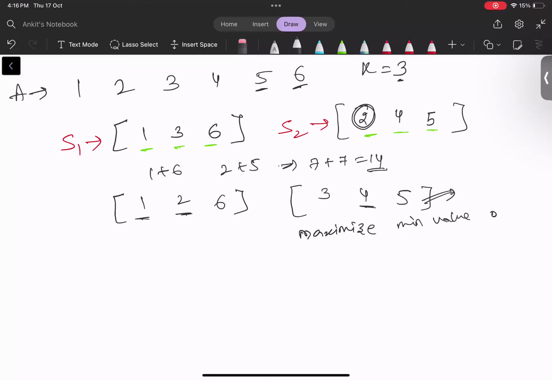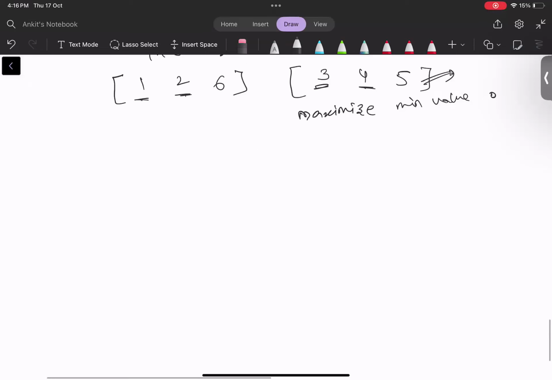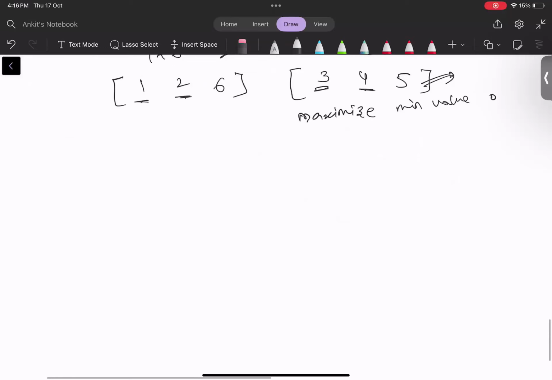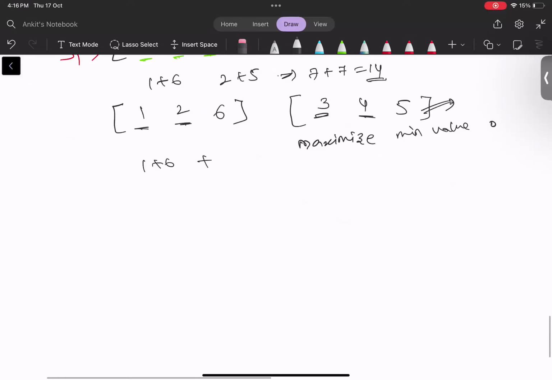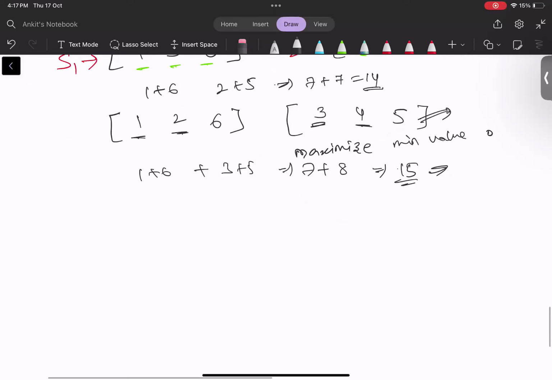This is the case. So what can we generalize from this? Let's see the sum first, then generalize it. What will be the sum? 7 plus 8, right? 7 plus 8 is 15. We got a bigger value. We can't place some other combination which can give a larger answer than this. This is the best case we can place.